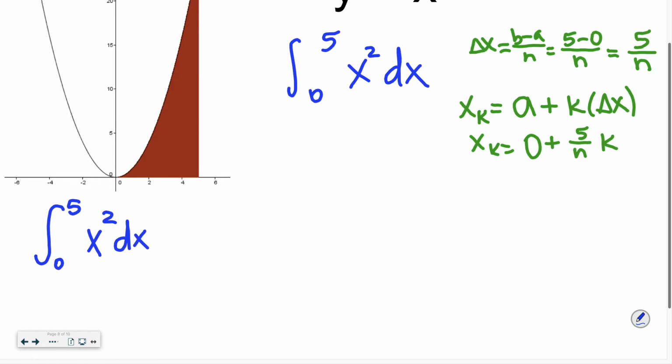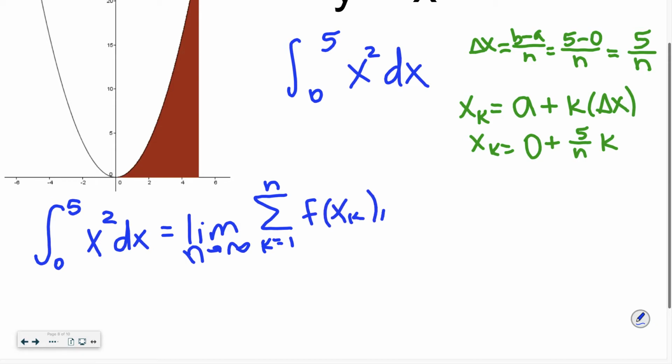So we are finding the exact area under the curve of x squared from 0 to 5. This is what that means: the integral from 0 to 5 of x squared dx. And what we're going to do is take the limit as n approaches infinity of the sum from k equals 1 to n of f of x sub k delta x. This is what we wrote down on that second slide, right? Well, now let's actually apply that to what we've got going right here.